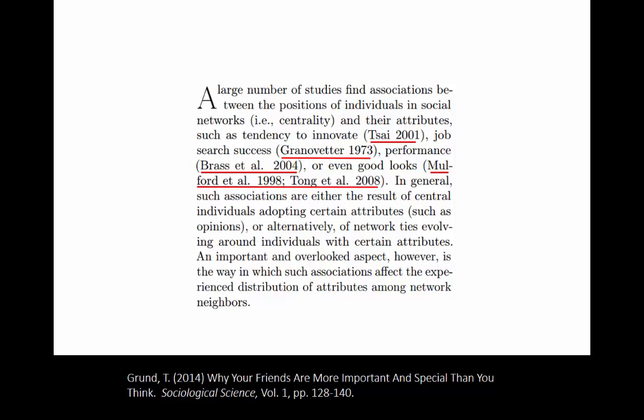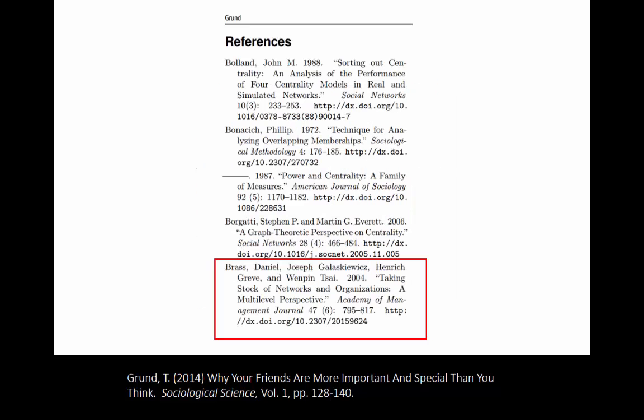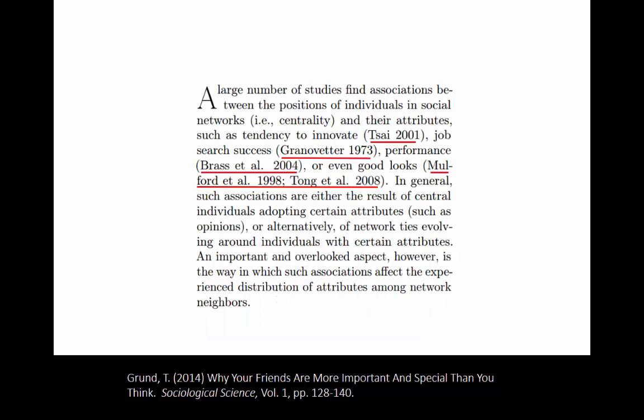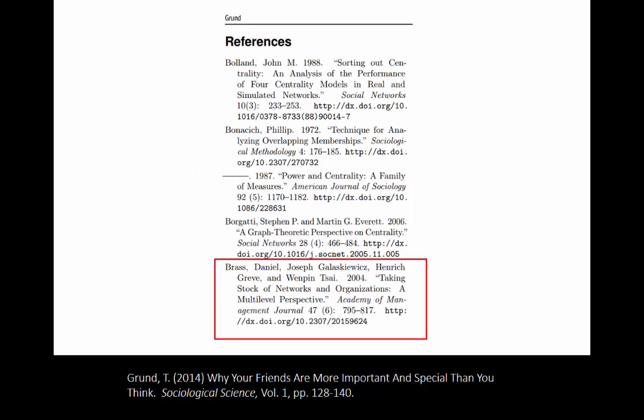And when you write a thesis or when you write any scholarly document, this is what you do. You cite within the text, and then at the end of the text, there's a bibliography or a reference section where the details of these articles, or of these sources that I used, are. So remember here I had Brass et al. 2014. Now I can go in here, and there he is. Brass, Daniel, Joseph Galaskiewicz, Henrik Greve, and Rene Tsai. They wrote this paper in 2004.